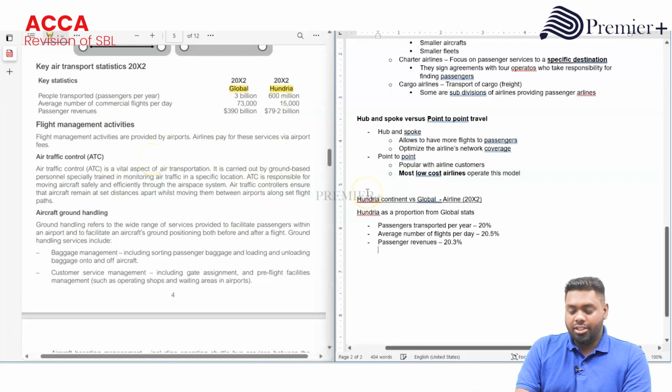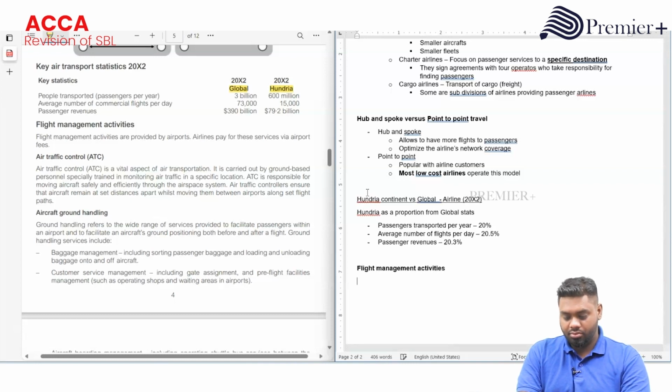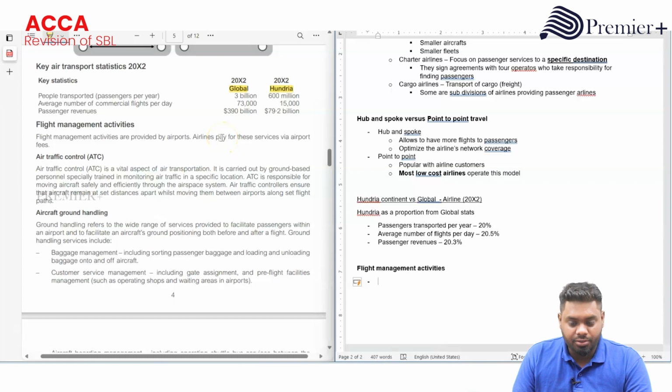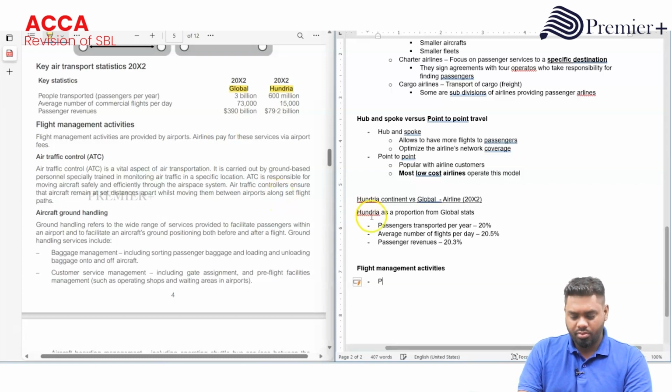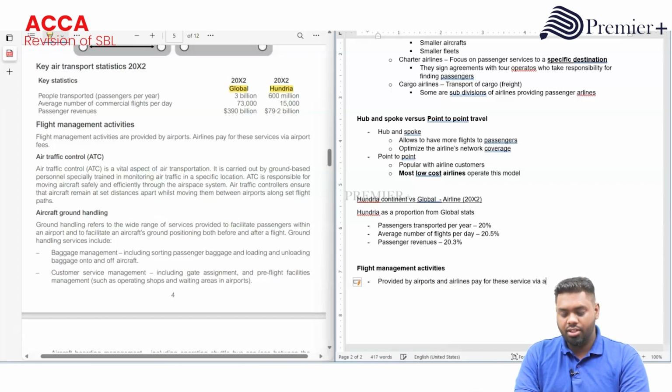Next, flight management activities. Flight management activities are provided by airports, and airlines pay for these services via airport fees.